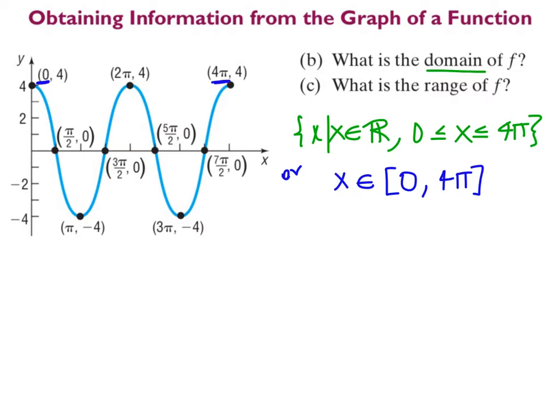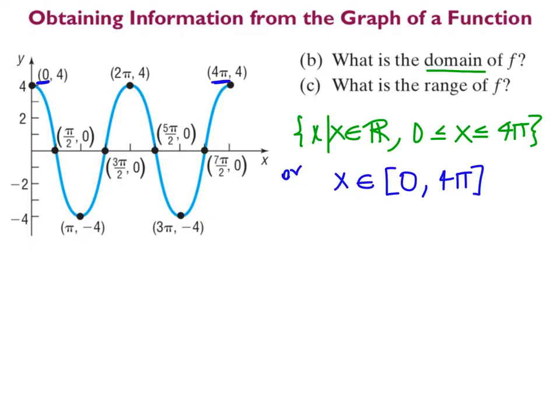So when I write the domain, I can either choose set builder or interval notation. So that's going to go from my x values from 0, including 0, all the way to 4 pi, including 4 pi. So that's how that is expressed in set builder. And I would use brackets on both the 0 and 4 pi in interval notation.